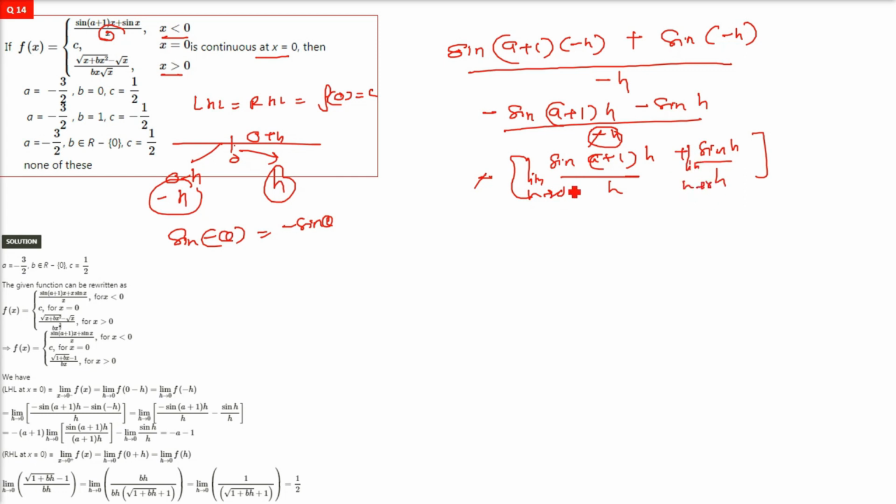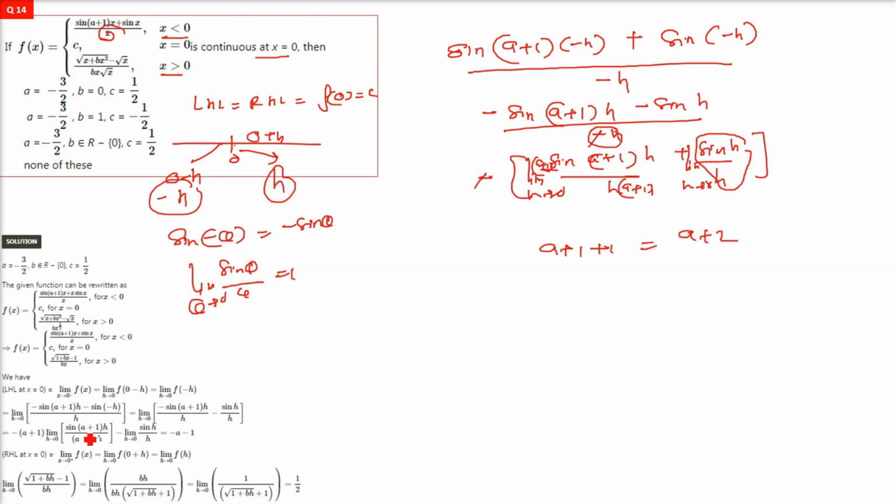So you know that limit of sin theta by theta as theta tends to 0 is 1. So you can have a plus 1 in the denominator, a plus 1 in the numerator. I am just introducing it. As I said earlier, sin theta by theta is equal to 1. Now this whole will be 1, a plus 1 will remain. Here sin h by h is going to be 1, so 1 will remain, so a plus 2 you will get for the left hand limit.